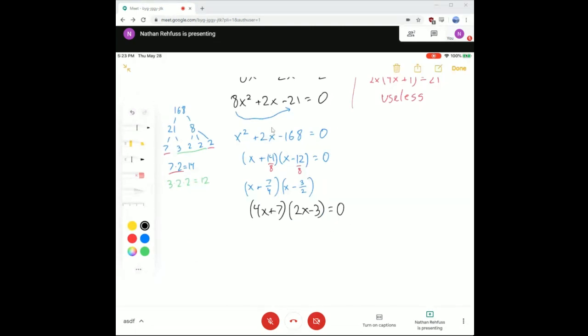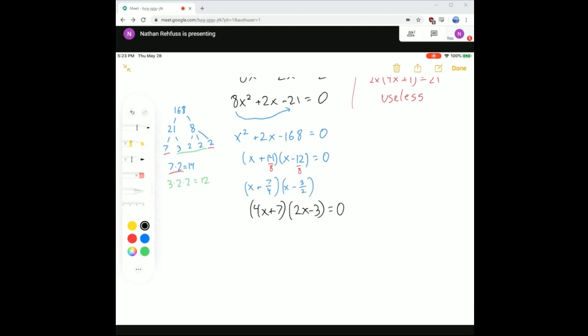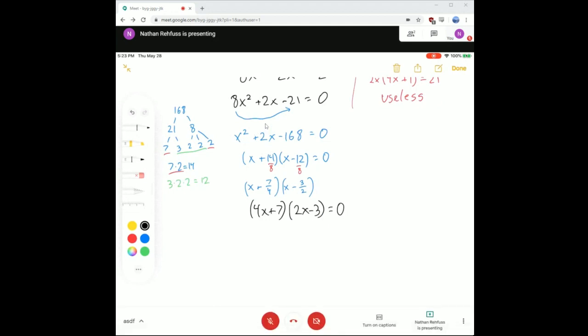So this blue work was slide and divide. You can also use something called factor by grouping, which is in your textbook. Personally, I like slide and divide better, but either one.